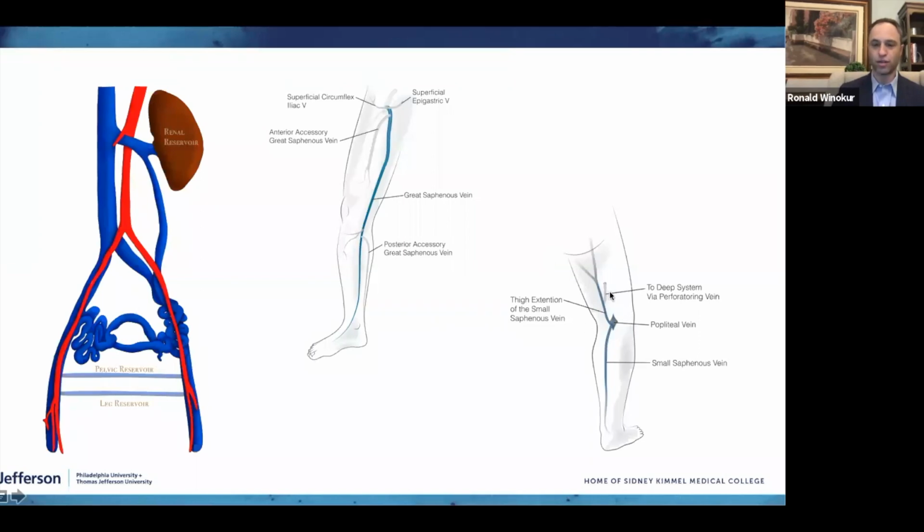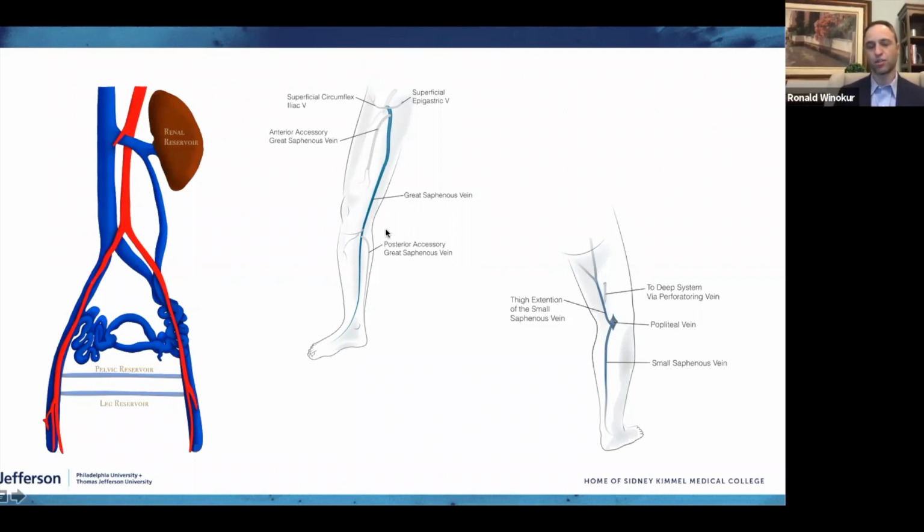Here's a deep perforator vein as an example in the posterior thigh, where the small saphenous vein, in at least a quarter of cases, bypasses the saphenopopliteal junction, goes up in this thigh extension, and then enters through this deep perforating vein into the femoral vein. And so you have interconnected components, and you have multiple deep perforators throughout the leg that connect the superficial system to the deep system.